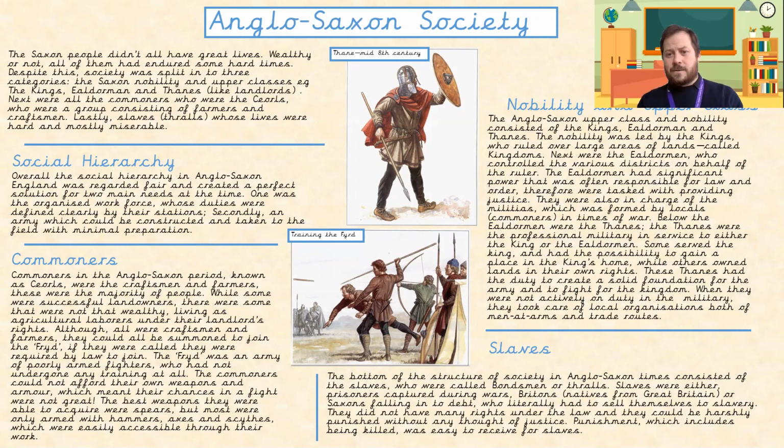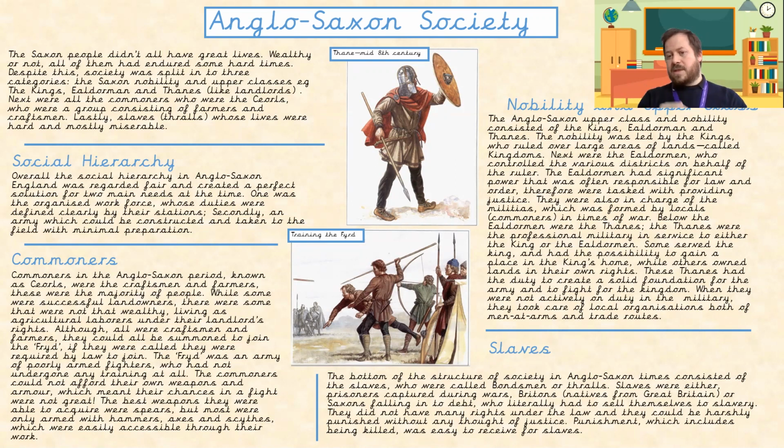Nobility in the upper classes. The Anglo-Saxon upper class and nobility consisted of the kings, aldermen, and thanes. The nobility was led by the kings, who ruled over large areas of lands called kingdoms. Next were the aldermen, who controlled the various districts on behalf of the ruler. The aldermen had significant power that was often responsible for law and order, therefore were tasked with providing justice. There was also in charge of militias, which was formed by local commoners in times of war.